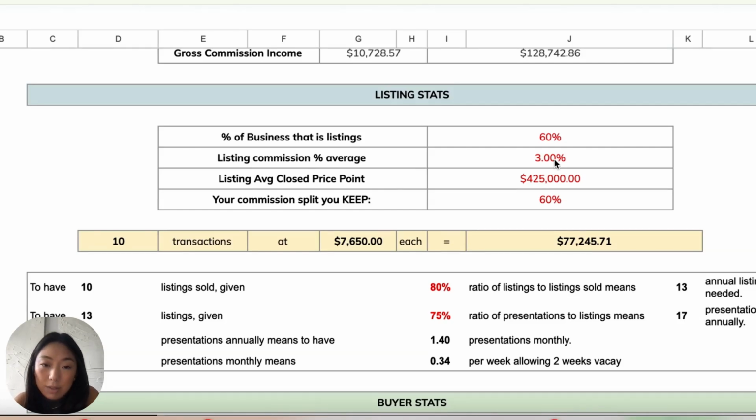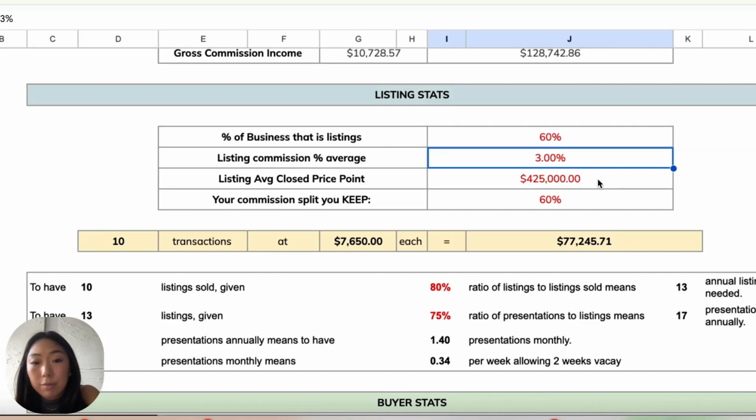But take a look at your past transactions, or if you don't have any transactions under your belt yet, just put what you think your average commission will be for those homes. Next, you want to put in the average closed price of those homes. So you can look at past historical data of your closings or put what the average home price seems to be in the area that you serve.